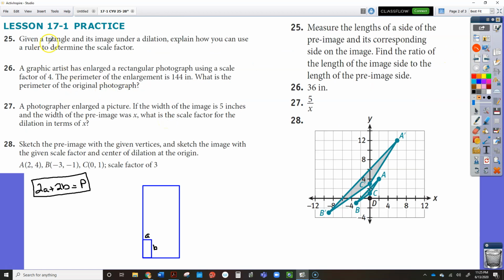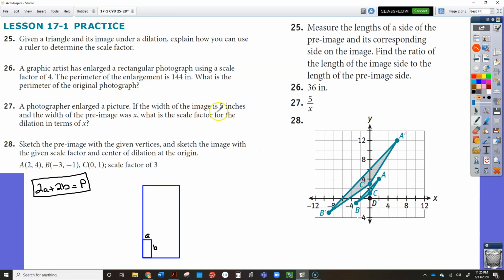Then problem number 25 says, using a triangle and a dilation, how would you use the ruler? Measure and multiply. That's how we'd use the ruler. Measure the side of the triangle with the ruler, multiply that number by the scale factor, and get your new length. This one's kind of tricky.